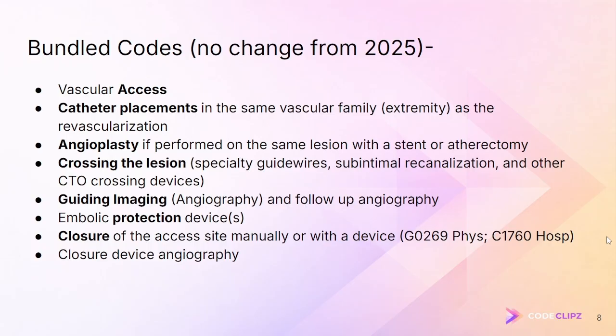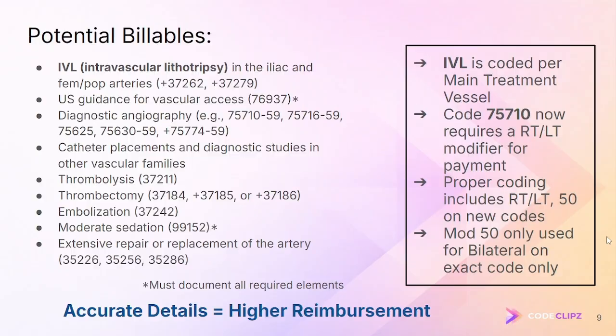So as far as bundled codes go, there's no change from 2025. This still includes the access, the catheters, crossing the lesions, and any devices you needed for that. Angioplasty, unless that's the only one that's performed, we bill that with the regular codes. Guiding imaging, protection devices, and the closure, including the angiography. So that's no change from last year. We shouldn't have to worry about those again. Those stay the same. If we get rejected on a catheter code, it's generally because it's being considered part of that intervention. So that will just take a little analyzing on our office part.